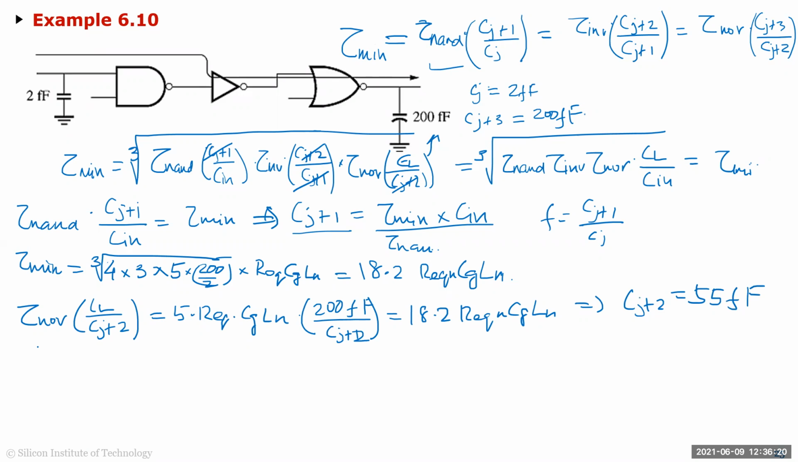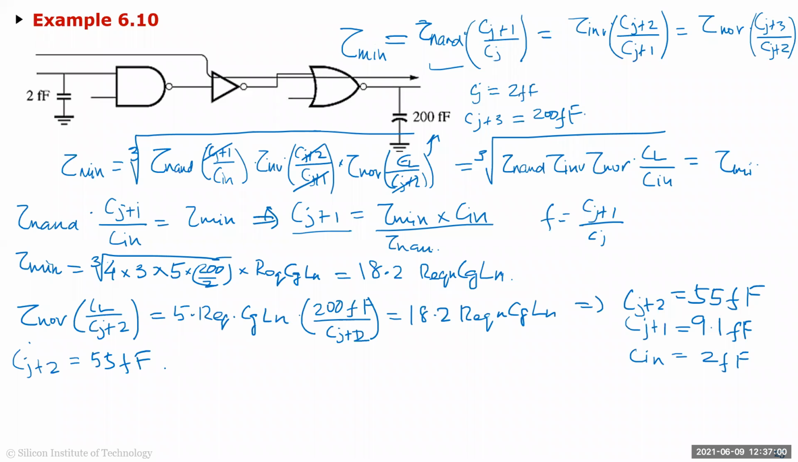And similarly, you do that for the inverter, you're going to see that Cj plus 1 is going to be 9.1 femtofarad, and Cin is obviously 2 femtofarad. It's already given to you. So from this, you can calculate the fan out ratios. Because Cj plus 2 is equal to 55 femtofarad.